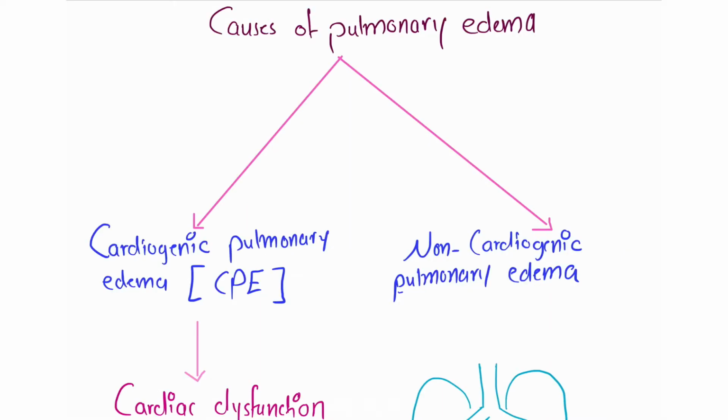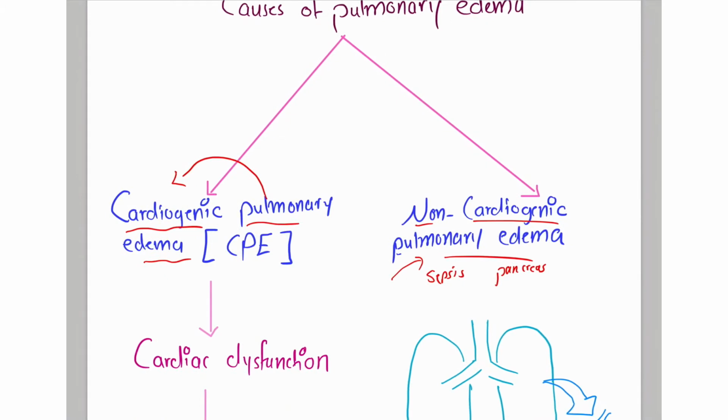Regarding the causes of pulmonary edema, it can be cardiogenic pulmonary edema, which is pulmonary edema caused by cardiac dysfunction or cardiac diseases, and we have non-cardiogenic pulmonary edema, pulmonary edema caused by causes other than the heart, for example sepsis, pancreatitis, direct thoracic trauma, inhalation of toxic material, etc. بالمحاضرة راح نركز أكثر على الكارديوجينيك pulmonary edema.